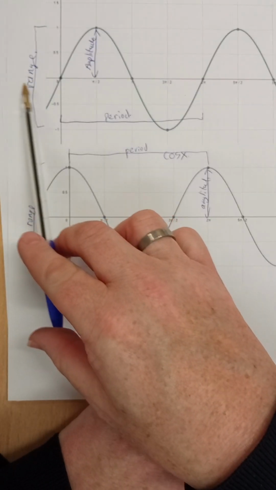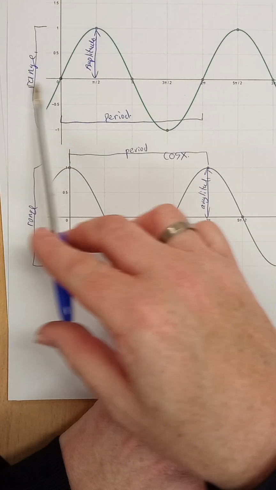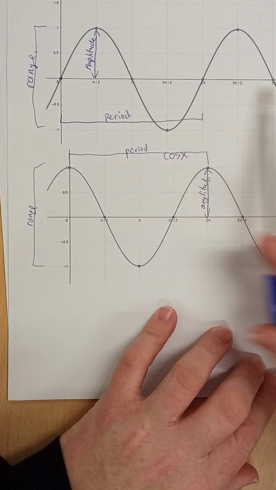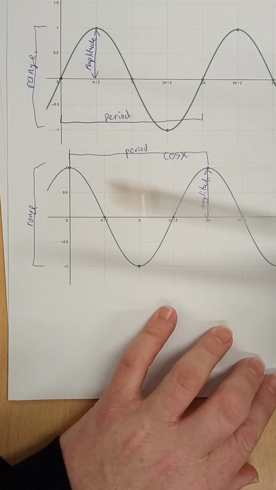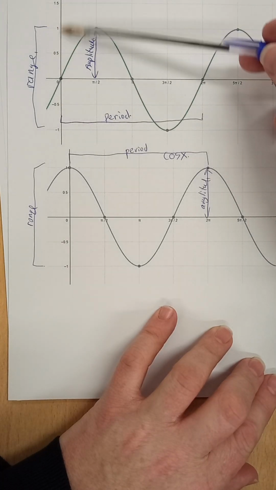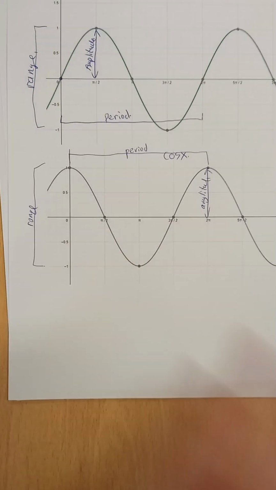So the domain, for want of a better word, is the entire real numbers. All the possible degrees and radians you could ever have. The range, however, is limited to plus or minus 1, and anything in between there.